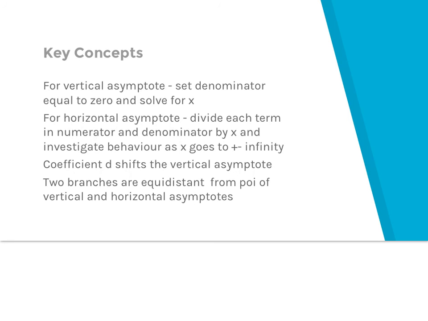Finally, for the vertical asymptote, we're going to set the denominator equal to 0 and solve for x. For the horizontal asymptote, we're going to divide each term in the numerator and denominator by x and investigate the behavior as x goes to positive or negative infinity.